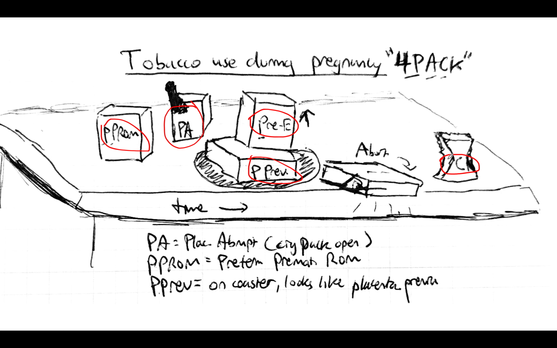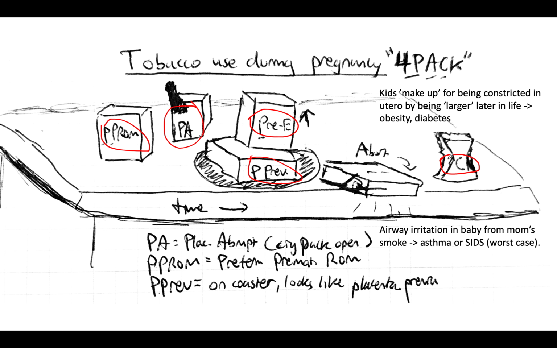Now the K stands for kids, and we can derive the complications for kids from the ones that are already listed here. So the way I think about this is that kids, because they're constricted early on in utero, have to sort of make up for being constricted by being larger later in life. And this leads to obesity and diabetes that affect children of moms who smoke.